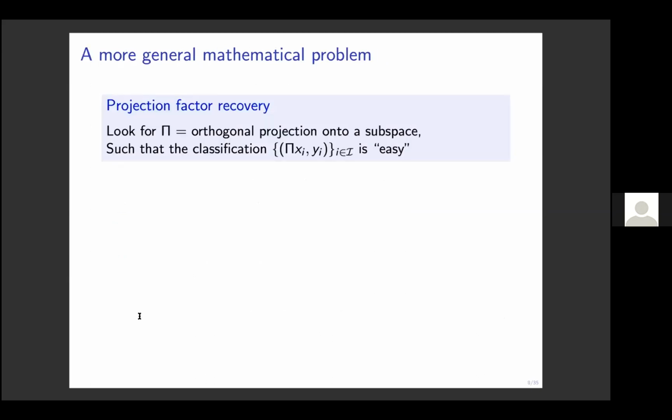A more general mathematical formulation of the problem is called projection factor recovery, where you have data in a high-dimensional space, and this data is labeled. So this is a supervised problem. Basically, what you want to do is find an orthogonal projection onto a subspace so that when you project your data, you keep the labels, and the classification problem becomes easy or easier after projection.